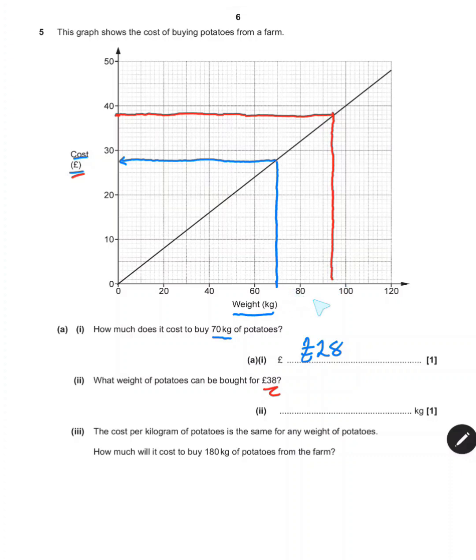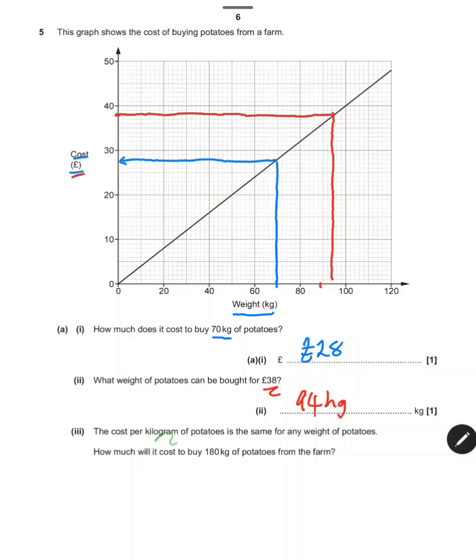And just be careful with your scale here. We've got 80, 90, 100. So each little box must be worth 2. Just double check. 90, 2, 4, 6, 8, 10, 100, yeah. So this would be 90, 2, 4, 94 kilograms.